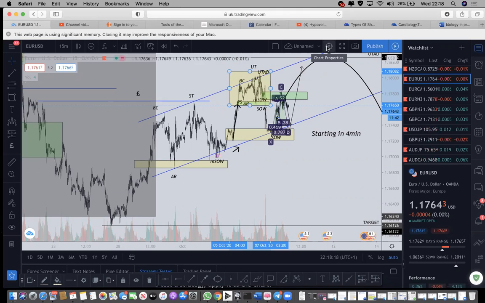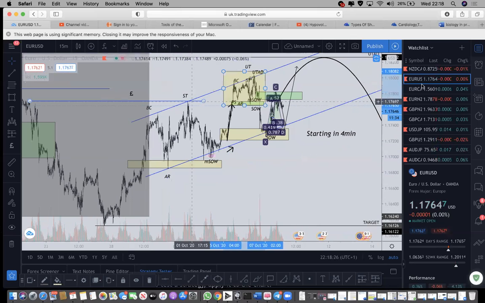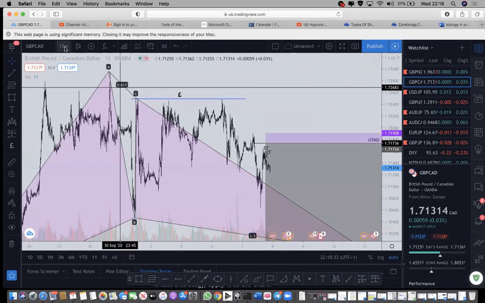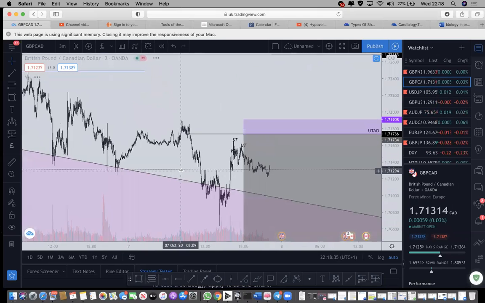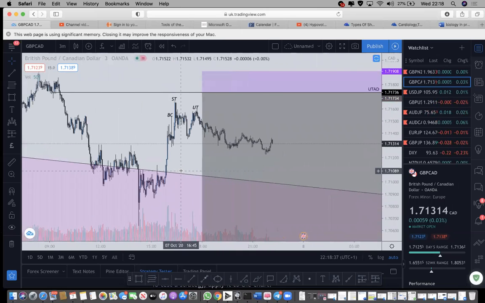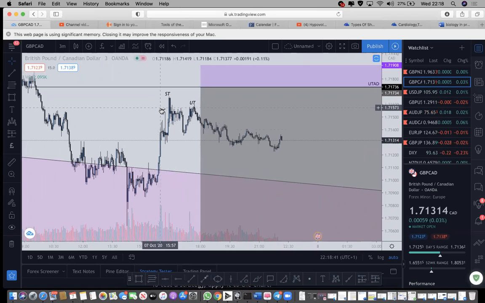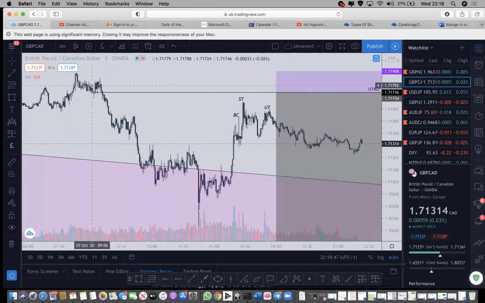Utah hasn't happened, but I've still managed to do the early markup to understand what price is about to do. So I'm showing you a live example of what price is doing currently. I think I've got one on here as well. Yeah, I was looking at this one. Buy climax, ST, UT. I've already marked out my area here.